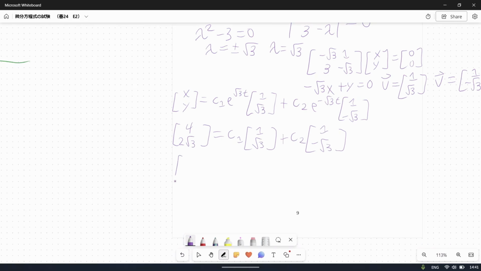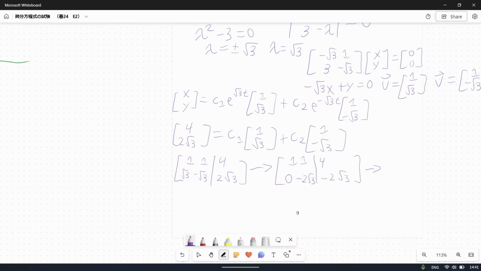So our augmented matrix is going to end up looking like 1, 1, 4 with a bar here, and then root 3, negative root 3, and 2 root 3. And then doing the row reductions here, we have 1, 1, 4, 0, because this is a negative root 3, so this becomes negative 2 root 3, and then 4, negative 4 times negative root 3. This also becomes negative 2 root 3.